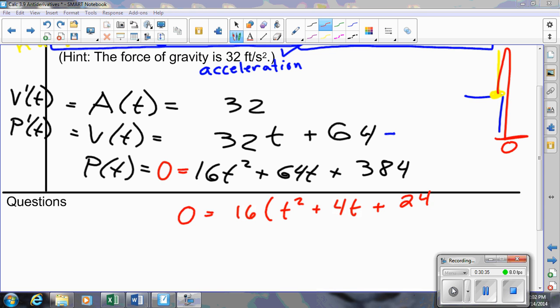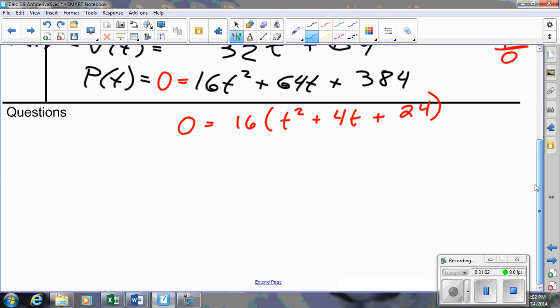Plus 24. Okay, can we factor that? Two numbers that will multiply to 24 but add up to 4. All right, if you don't see one right away, why don't we try just using the quadratic formula? Okay, so if we're using the quadratic formula, we would need time is negative b plus or minus the square root of b squared minus 4ac, all over 2a.